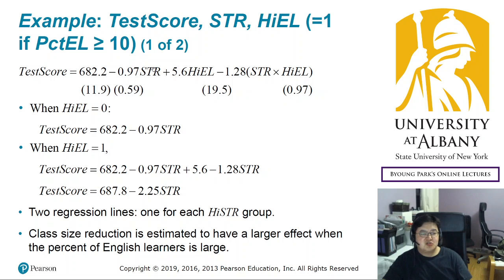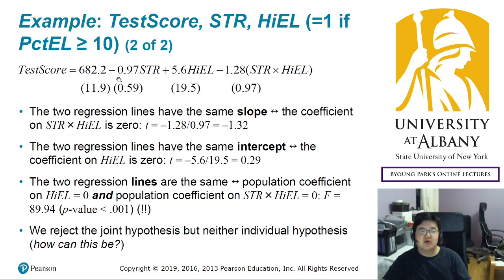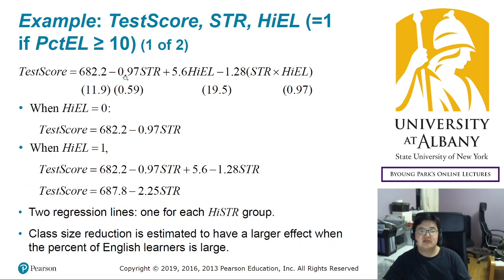First, the coefficient of student to teacher ratio is minus 0.97, which means for the group whose English learners is less than 10%, the effect of student to teacher ratio is minus 0.97. So if the student to teacher ratio increases by 1, then test score decreases by less than 1 point. But if the percentage of English learners is greater than 10%, then this term kicks in.